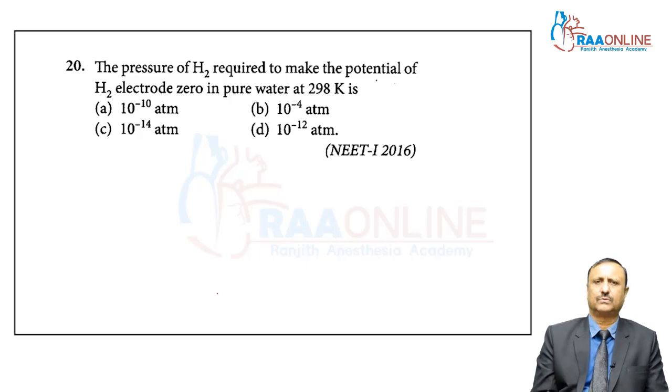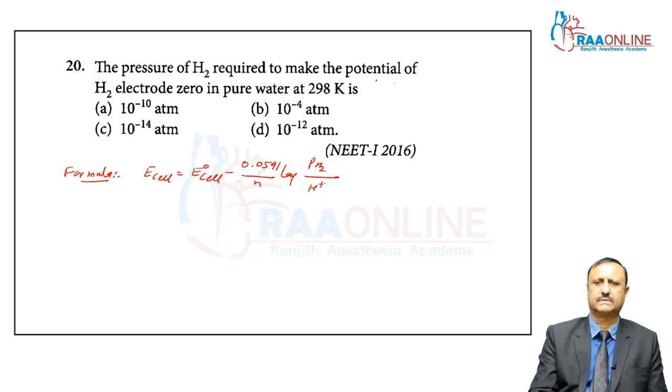Now, my dear students, we can go to question number 20. This question number 20 was also asked in the NEET 2016 exam. Here you can see the pressure of hydrogen required to make the potential of hydrogen electrode 0 in pure water at 298 Kelvin. My dear students, what is the formula used in this question? That is E cell equal to E0 cell minus 0.0591 upon n log pH2 upon H plus ions squared. This formula is used in this question.